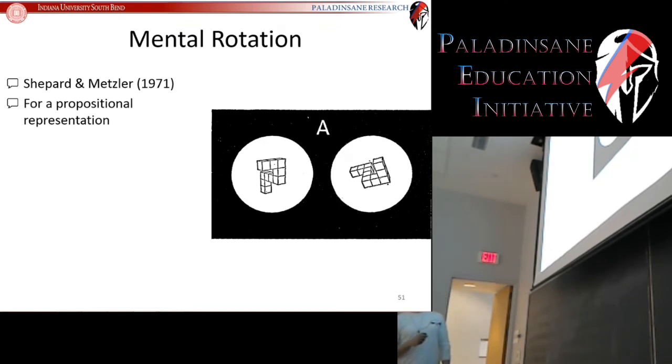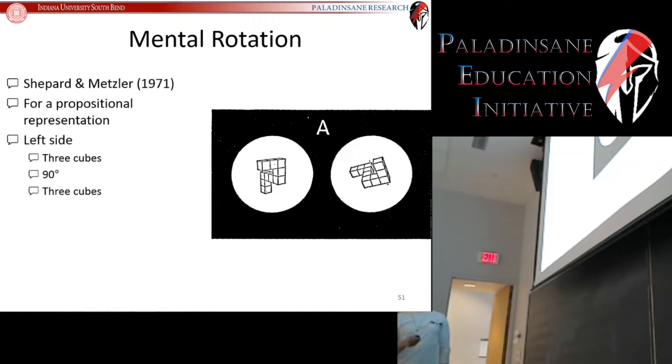So what happens if we're using a propositional representation in our mental world? Well, if we're using a propositional representation, then what's on the left side here, we could represent with a series of propositions. This is going to be a simplified version of this. The actual representation would be much more complex. But we could say something to the effect of, well, you got 3 cubes, 1, 2, 3. And then you got a 90-degree turn.